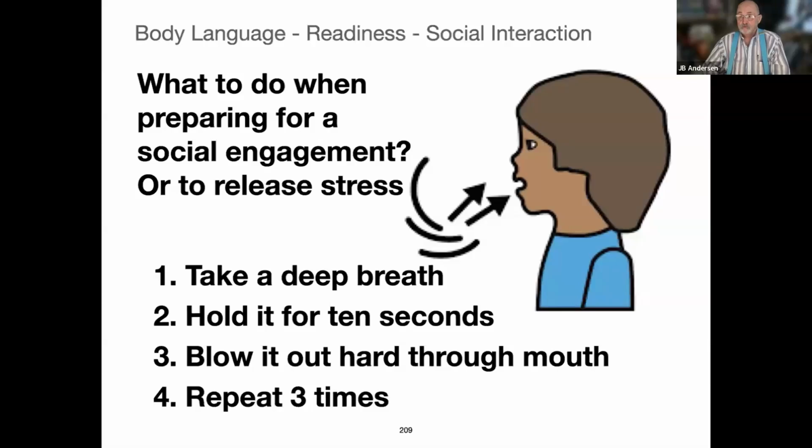Count to 10. 1, 2, 3, 2. And then force it out, blow it out hard through the mouth. Do that 3 times. If you're feeling tension or stress, that's a good activity to get involved in. Pull the car over. Do that 3 times if you just saw something or got involved in something or whatever.